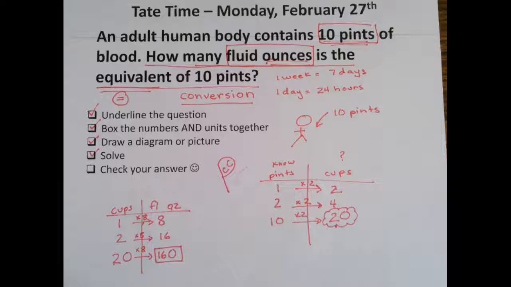Ugh. A typical water bottle is about 16 ounces. So that means that you have like 10 water bottles of blood in your body.